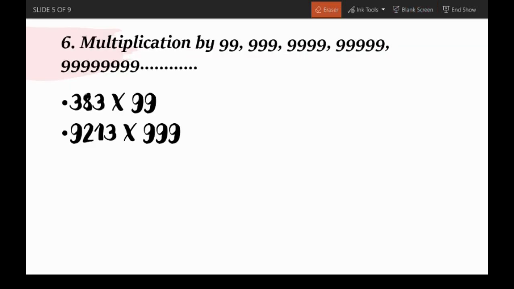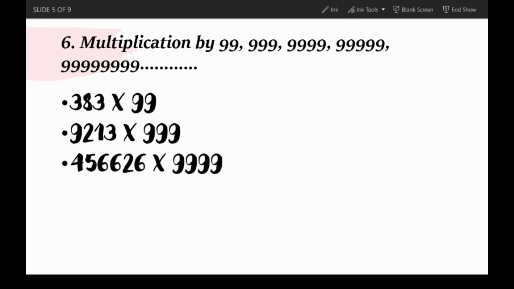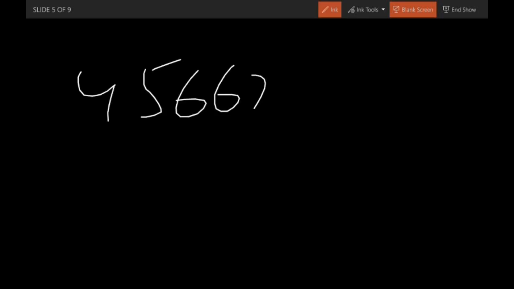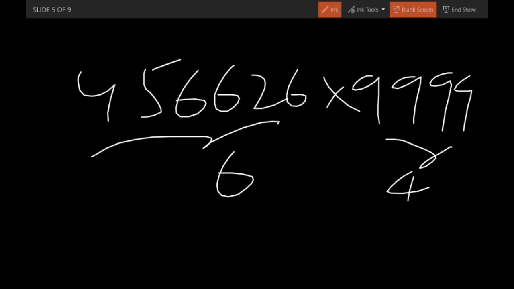Let's see another example in this case. It is 456626 into, let's take 999 and 9. So what is the first step? We are going to count how many digits we have in the RHS and LHS. So here we have 6 digits, here we have 4 digits. So we have fewer digits in the RHS when compared to the LHS, right?